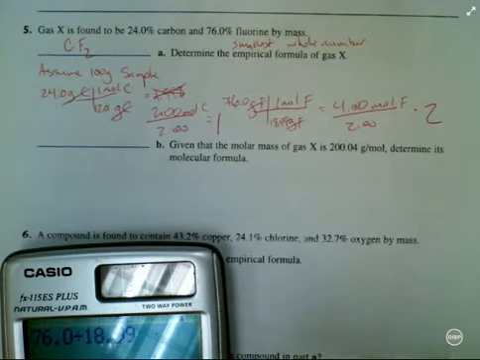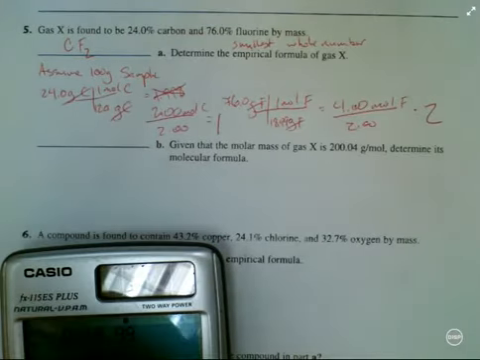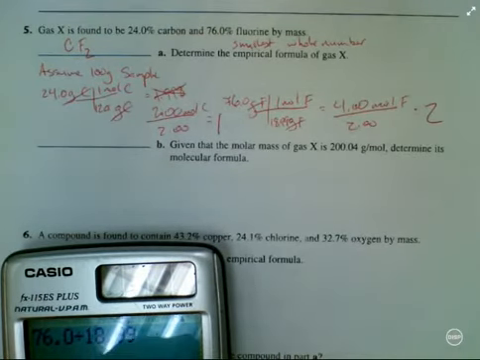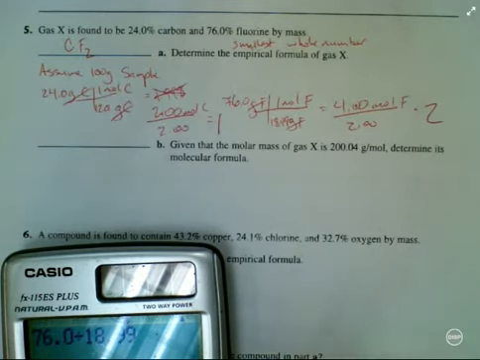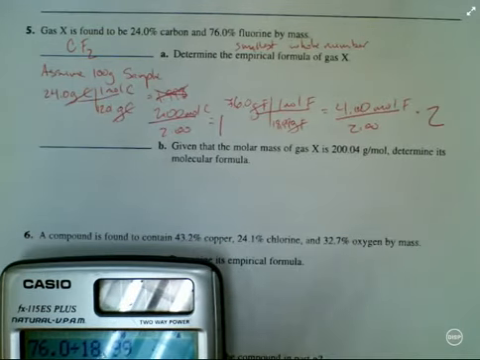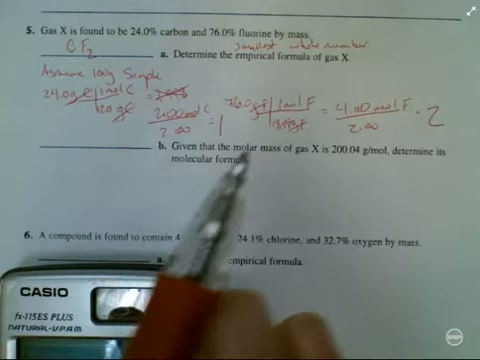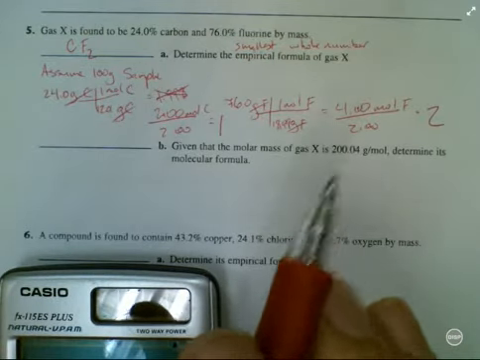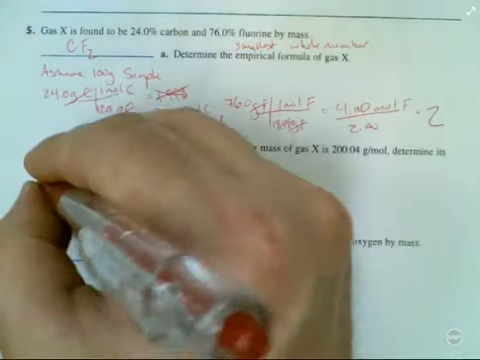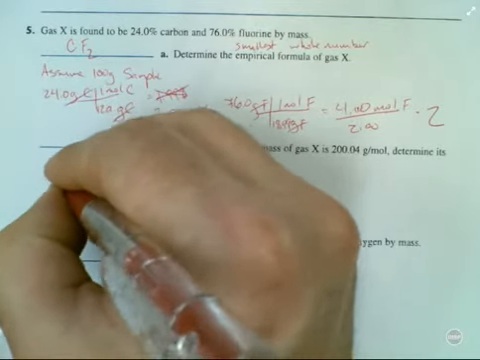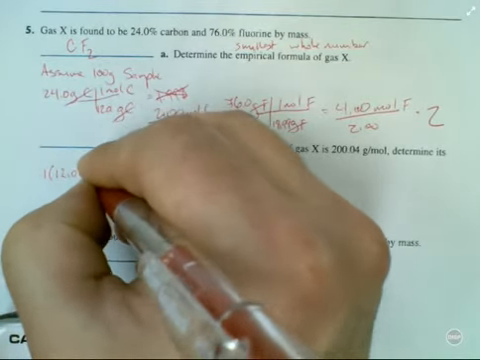We're going to be given that the molar mass of gas X, because we still don't know what the molecular formula is. We do have the empirical formula, but given that the molar mass of the gas is 200.04 grams per mole, determine its molecular formula. Well, I need to compare the mass of my empirical formula and this molecular formula that the problem has given me. So first thing I'm going to do, I'm going to calculate the mass of this empirical formula.